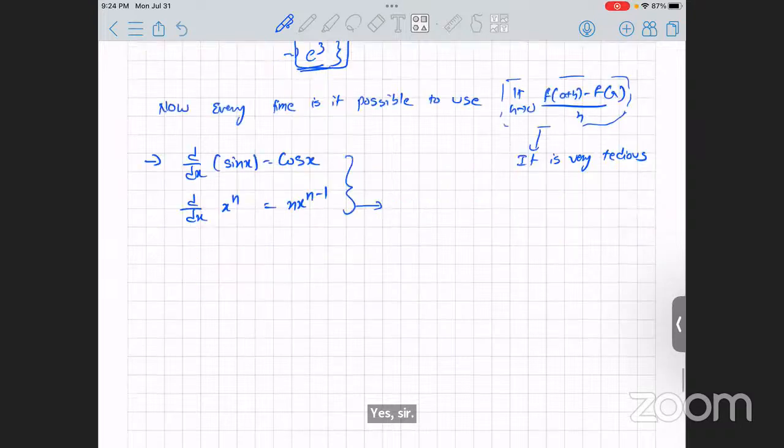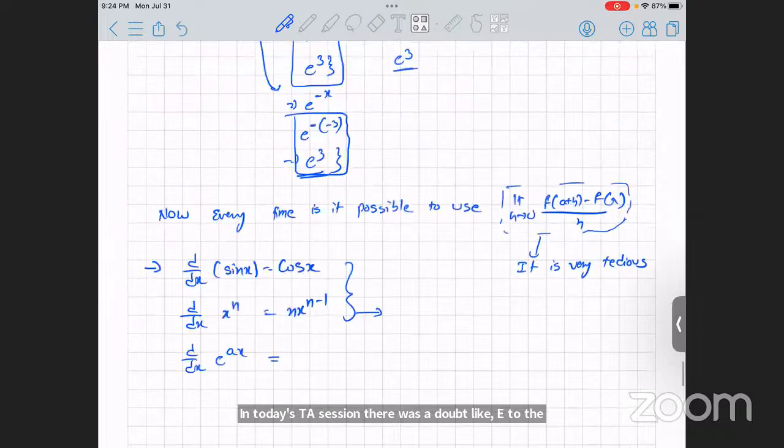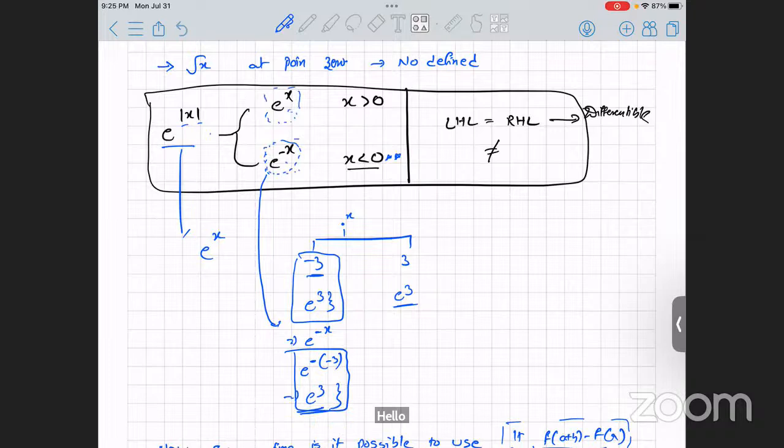So in today's TA session, there was a doubt: e to the power mod x, when x is greater than 0, it's an increasing function, and when x is less than 0, it's a decreasing function. I couldn't get that. Can you please explain once again? Break the e power mod x into these types. But e to the power minus x is also coming like e to the power x.